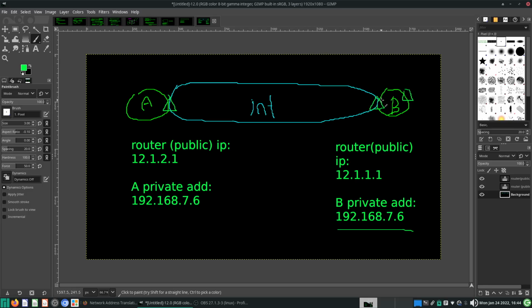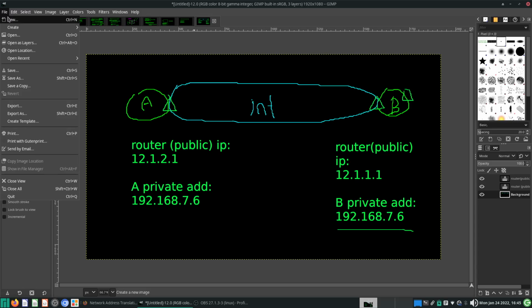Once it reaches here, this router in network B will see that the destination IP address is 12.1.1.1, and then it needs to somehow forward the message to computer B, the computer on network B with the IP address 192.168.76. How does it know to do that?